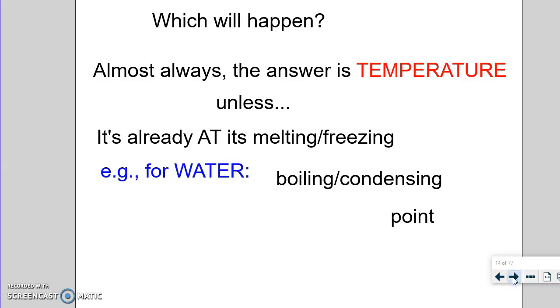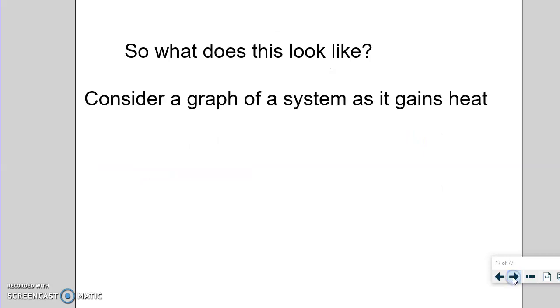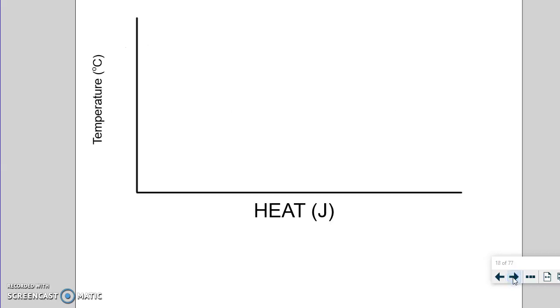So the example that we all know is water. We all know that the temperature at which water boils, freezes, is 100 and 0. So we can go ahead and look at this on a graph. So let's consider a graph. Let's make a graph, and we're going to plot temperature on the y-axis and heat added to the x-axis. So as we go forward on the right, that's like we heat.